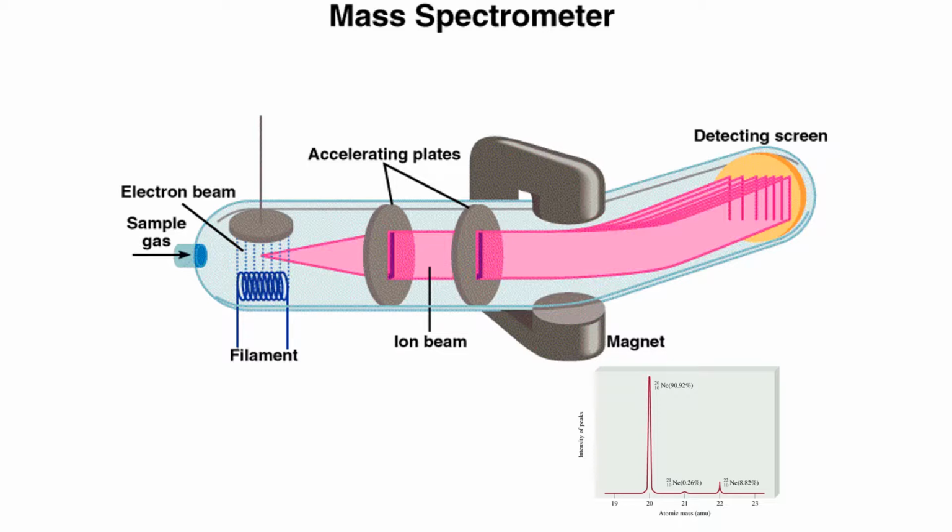So here are the acceleration plates, down to a detecting screen at the other end of this apparatus. The masses are then determined based on the degree of deflection. These are the different points at which those charged particles are hitting the detection screen, and that screen enables the determination of the relative mass and abundance of those particular isotopes.